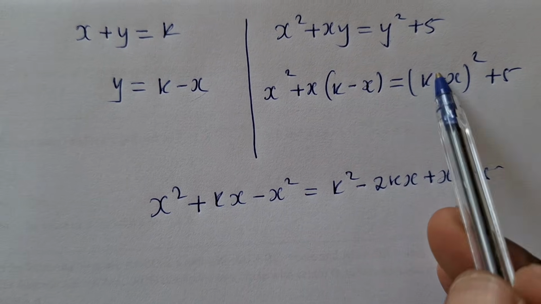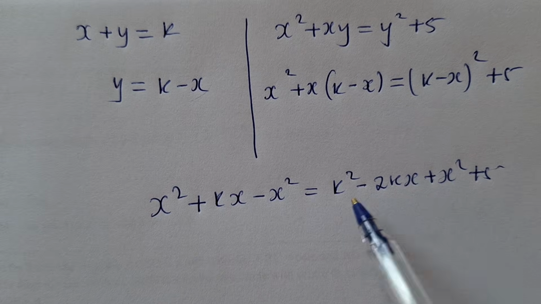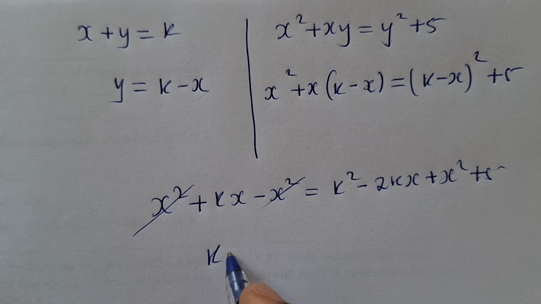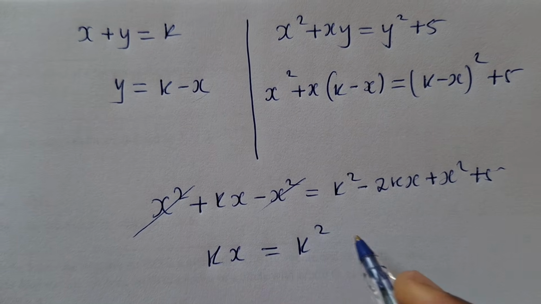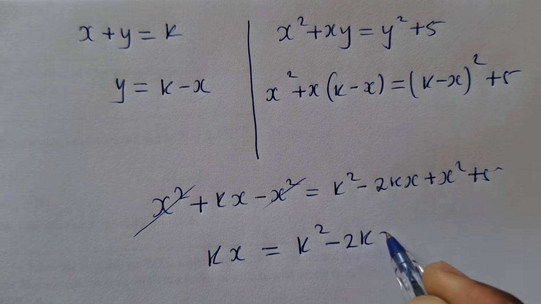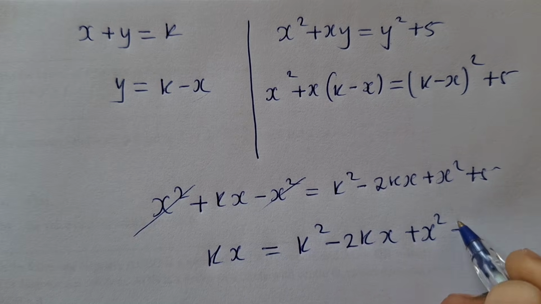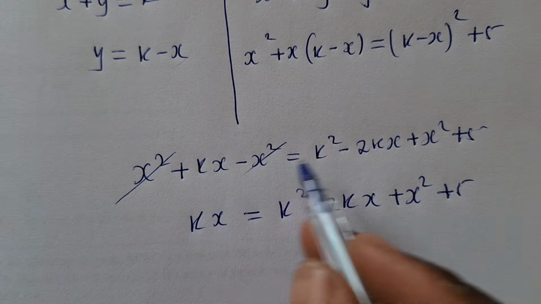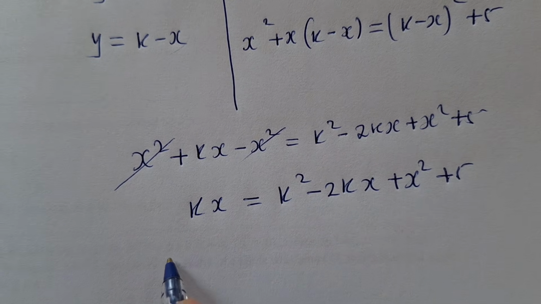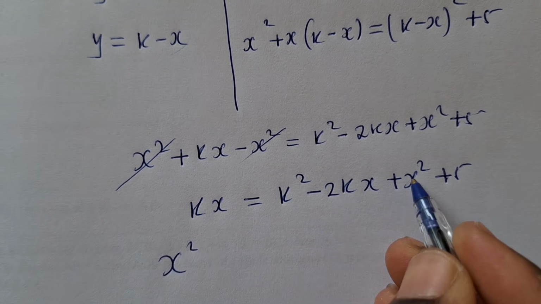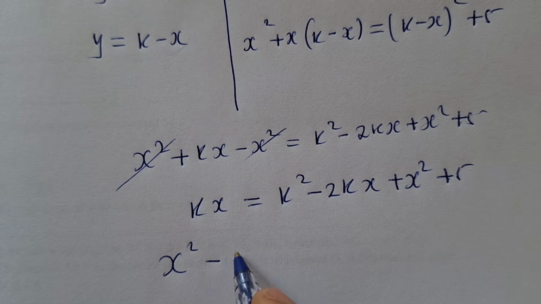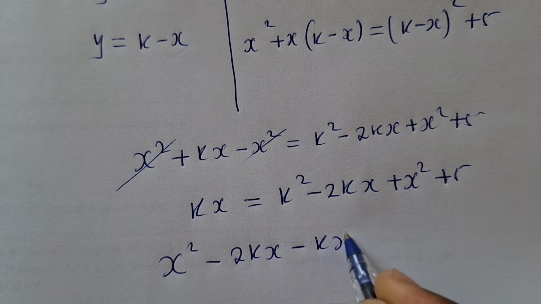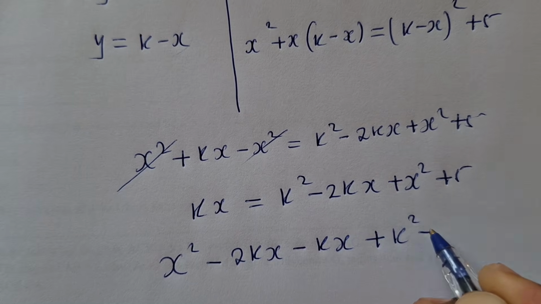So when we simplify, this is how it's going to look like. This and this will go. We shall remain with kx is equal to k squared minus 2kx plus x squared plus 5. So we bring everything this side. We shall start with the x power 2, and then we're going to say minus 2kx minus kx plus k squared plus 5.